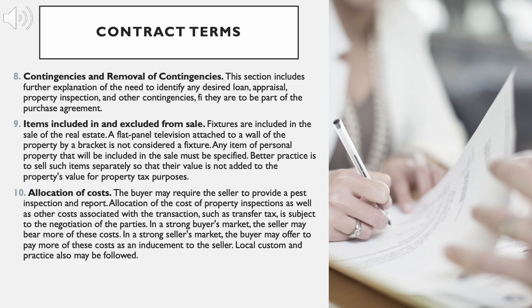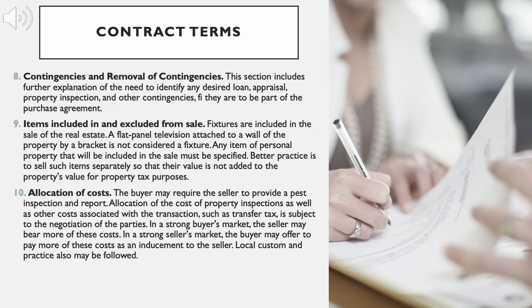Items included in and excluded from sale. Fixtures are included in the sale of the real estate. A flat panel television attached to a wall of the property by a bracket is not considered a fixture. Any item of personal property that will be included in the sale must be specified. Better practice is to sell such items separately so that their value is not added to the property's value for property tax purposes.